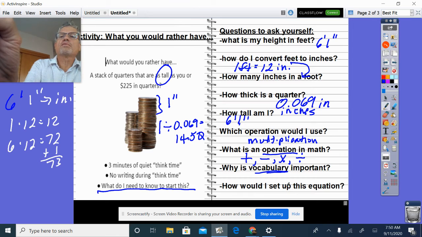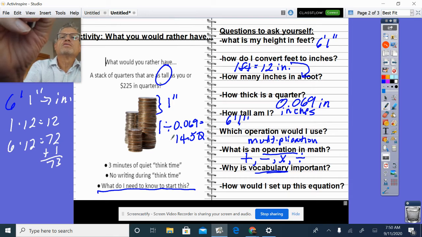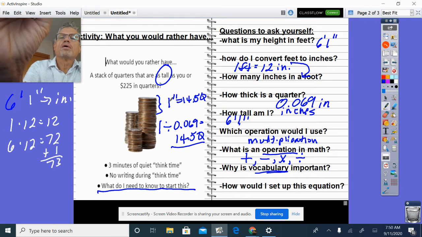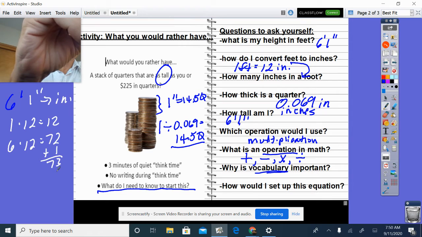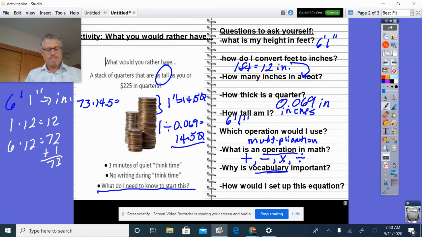So going back over here, how would I set up this equation? Well, I've been working on that over here on the side. So now I know that there are 14 and a half quarters in 1 inch, and I know how tall I am. Well, it makes sense to go 73 times 14.5. That would equal, I already did this on my calculator over here, 1,058 quarters.